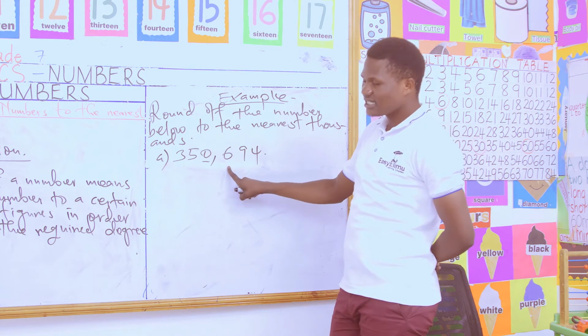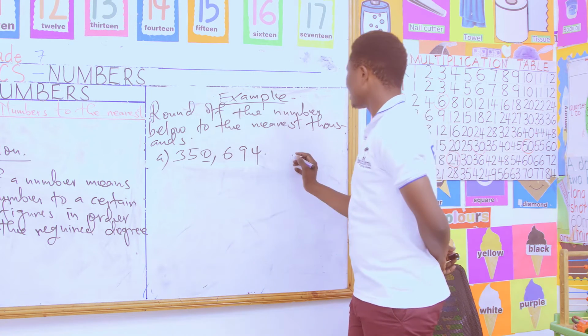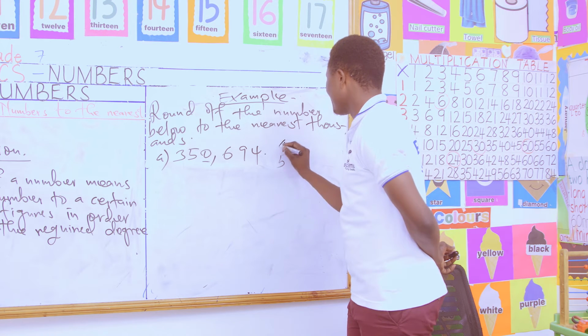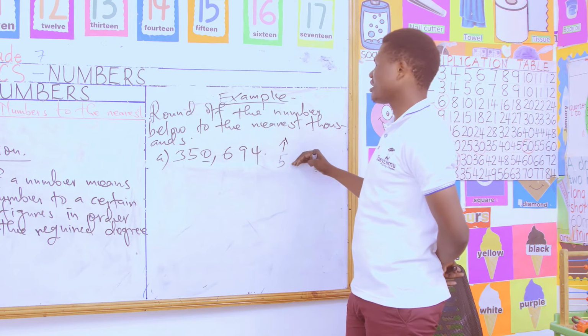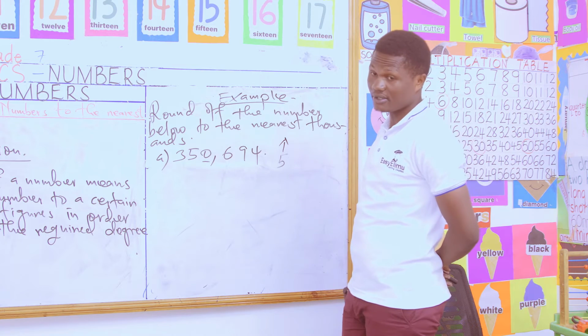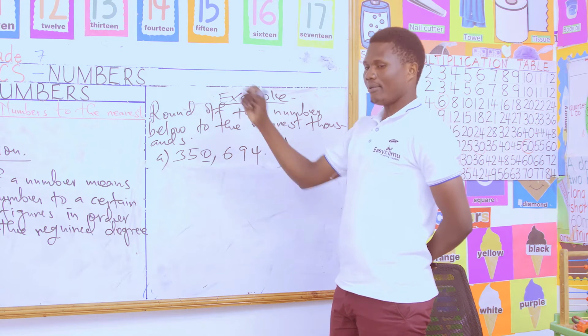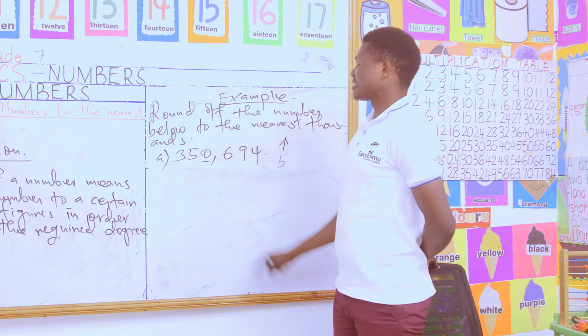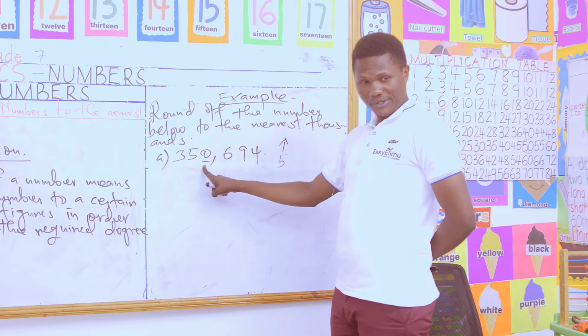So if the digit in the place value of interest is 5 and above, in other words, it's 5, 6, 7, all the way up to 9, then you round up by adding 1 to the stated place value. Are we communicating?